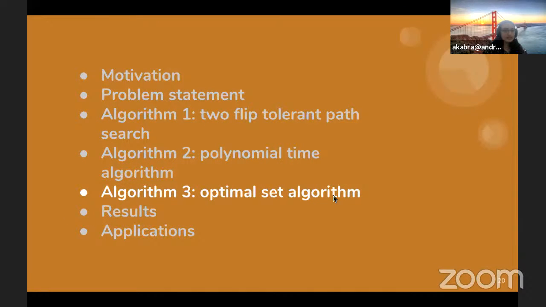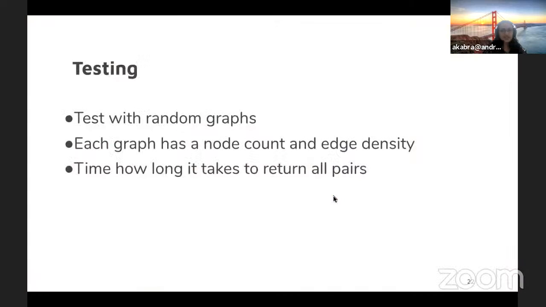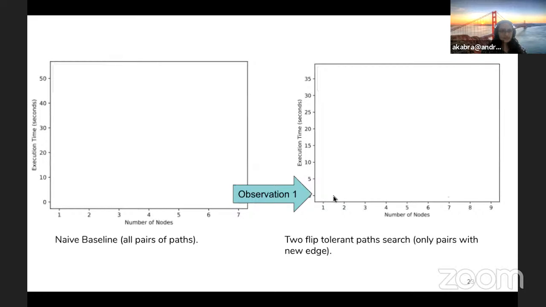To show how our algorithm performed in practice, we tested it on randomly generated graphs of varying size and complexity. So we randomly generated the graphs setting the node count and edge density, where edge density is the ratio of the number of edges in the graph to the total possible number of edges that you'd see in a totally connected graph. And then we measured execution time.